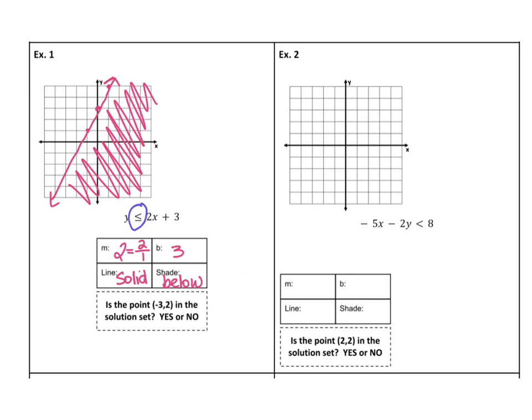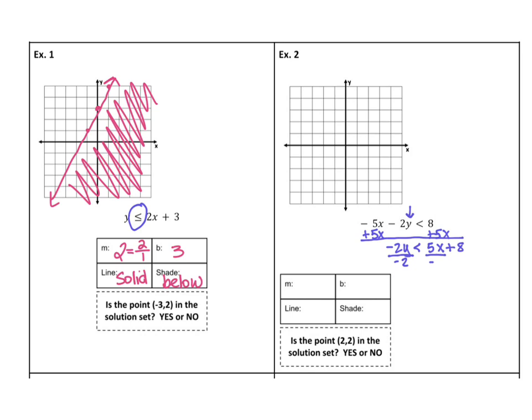Example number 2 is a little bit trickier. It's negative 5x minus 2y is less than 8. Is that in slope-intercept form? It's not. So we need to change that into slope-intercept form before we can do anything. So remember, getting in slope-intercept form is getting this y by itself. So I'm going to move this negative 5x by adding 5x to both sides, which leaves me with negative 2y is less than 5x plus 8. Now I just need to divide by that negative 2.